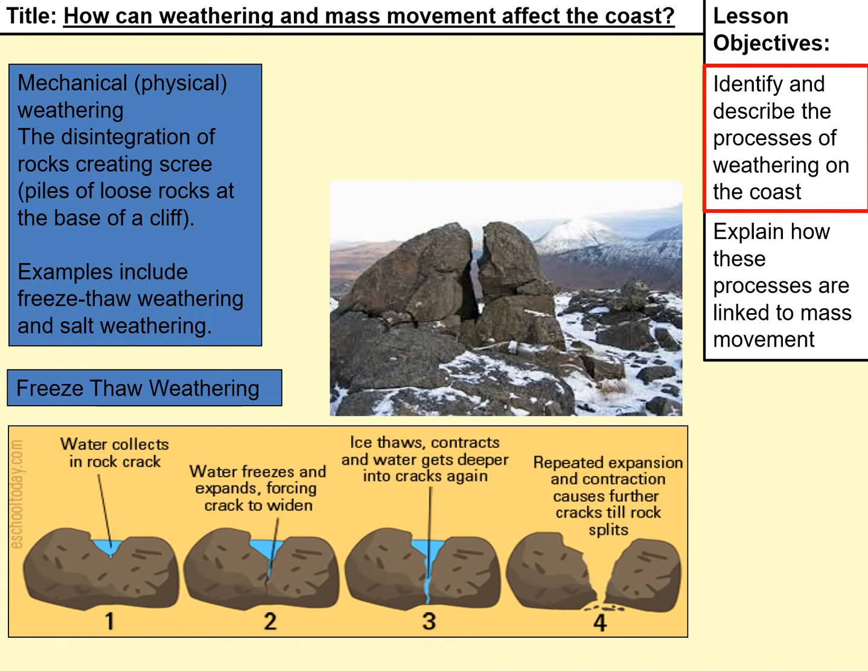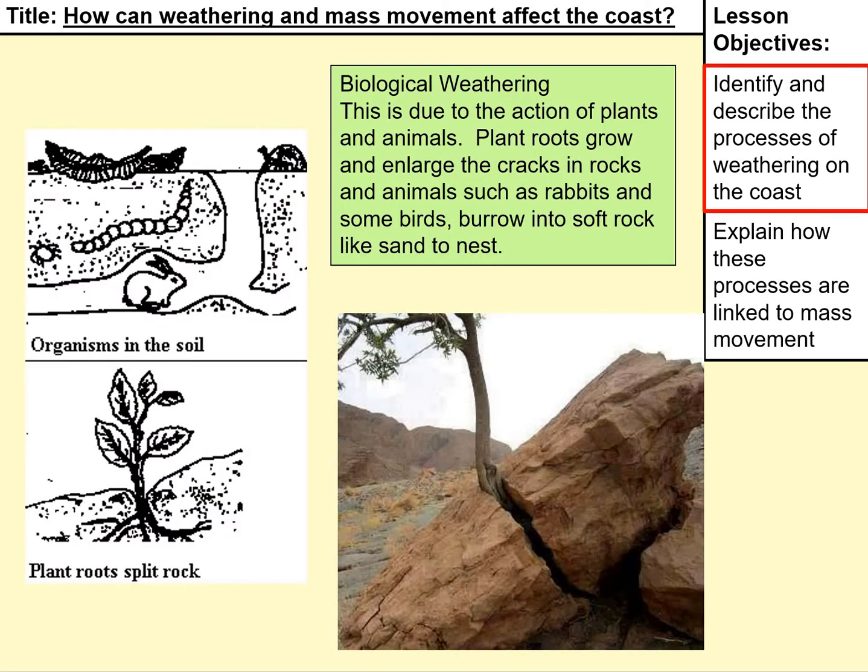So this is freeze thaw weathering. Now, when water freezes, it actually increases in capacity by about 8%. So it gets bigger by 8%. So when water goes into a crack and then freezes, it's actually going to enlarge the space and thus crack the area. So when it thaws, the rock is weakened and enlarged. So that's a very important example of mechanical weathering.